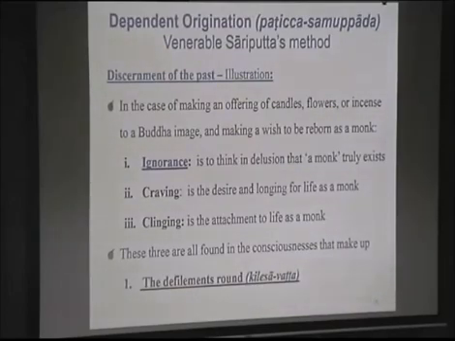In the case of making an offering of candles, flowers or incense to the Buddha, you are making a wish to be reborn as a monk. At that moment, ignorance is to think in delusion that a monk truly exists. Craving is the desire and longing for life as a monk. Clinging is the attachment to life as a monk. These three are found in the consciousnesses that make up the defilements round, kilesa vatta.